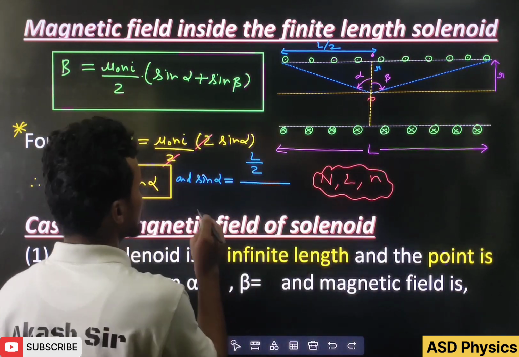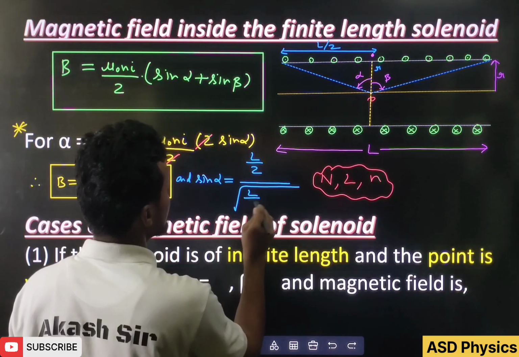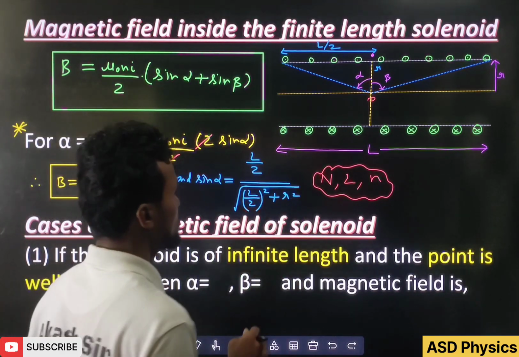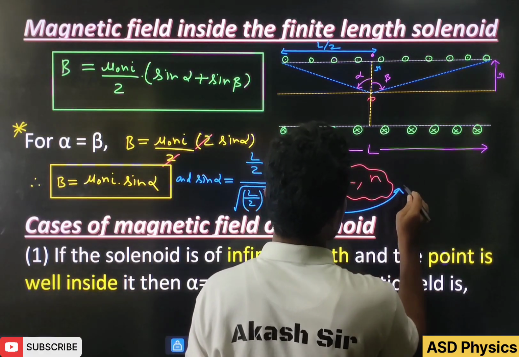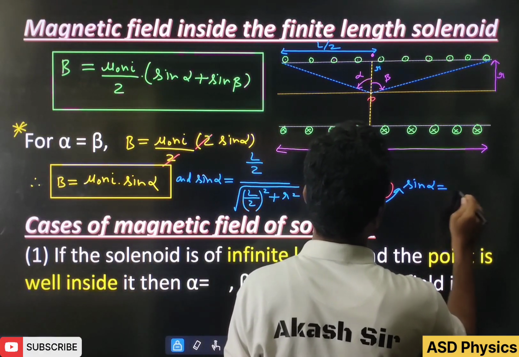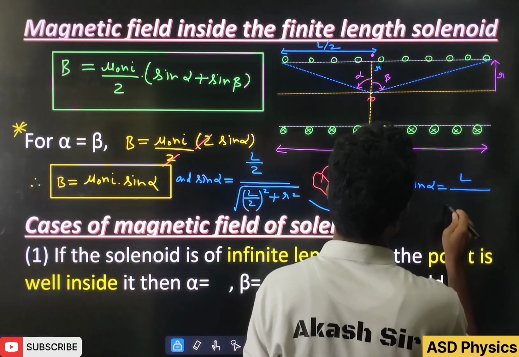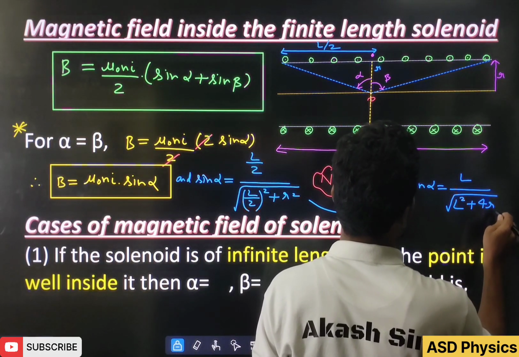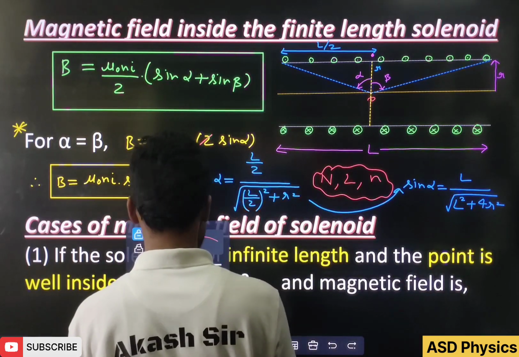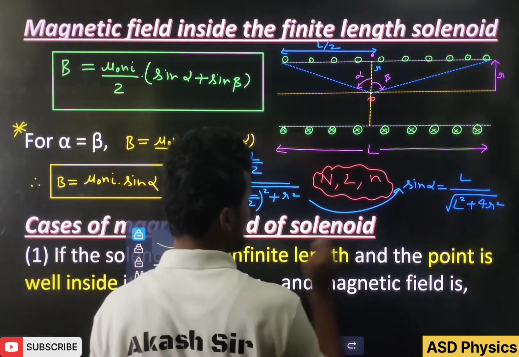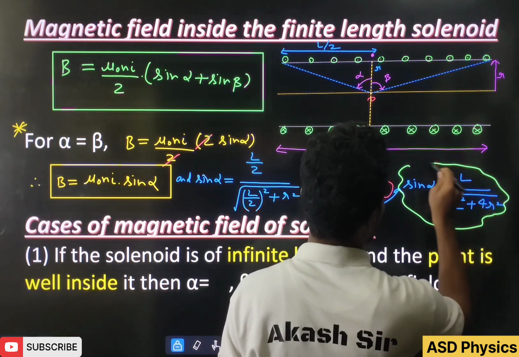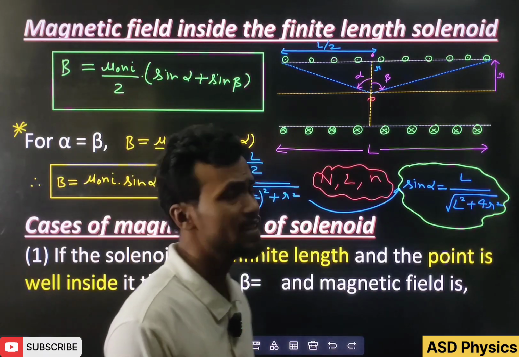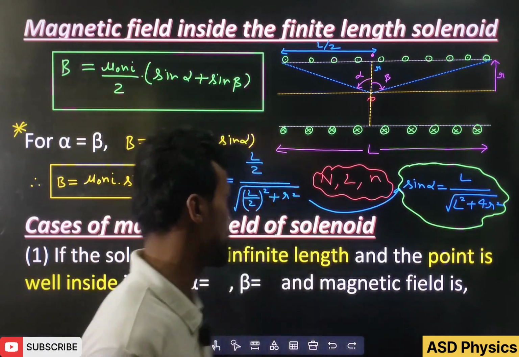So if we calculate the hypotenuse, it will be the square root of L by 2 whole square plus R square. When you simplify this, sine alpha will come as L by square root of L square plus 4R square. You will get this very easily, remember this. If sometimes the angle is not given and they are just giving the length and the radius, you can use this sine alpha, okay, great.